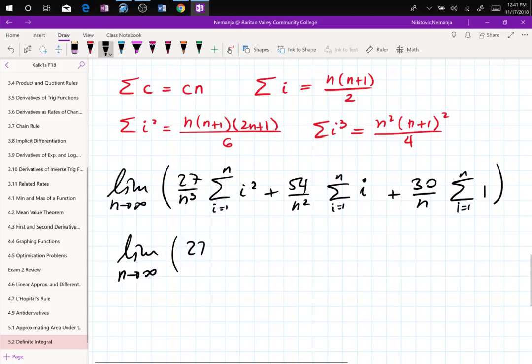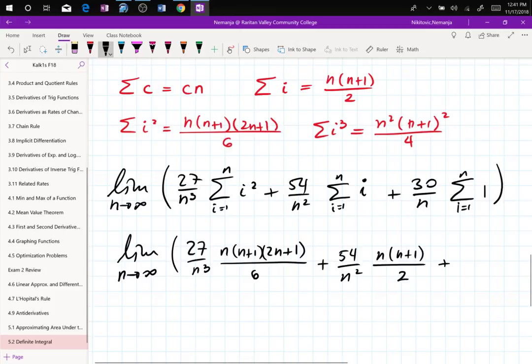We have 27 over n cubed, and now for i squared you have n plus 1, 2n plus 1 over 6, plus 54 over n squared, and instead of i I have n plus 1 over 2, plus 30 over n times n, because for a constant, if it's 1, it's just 1 times n, which is n. And now we need to take this limit, n goes to infinity.